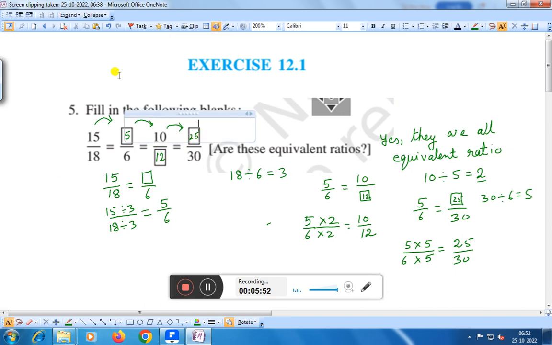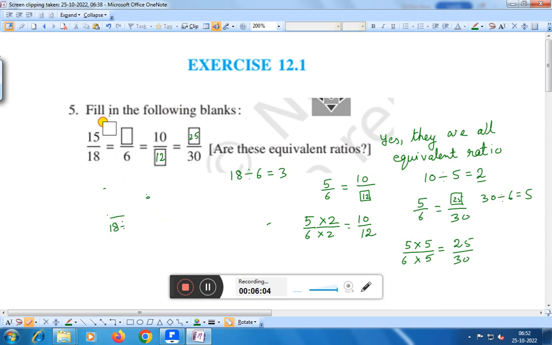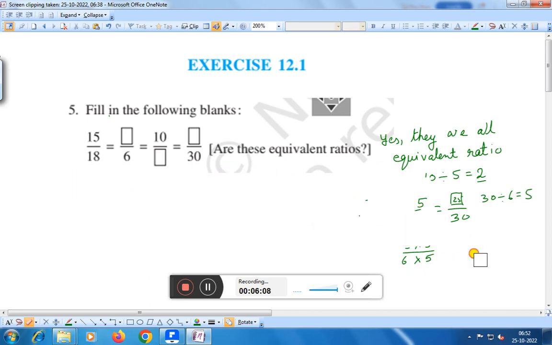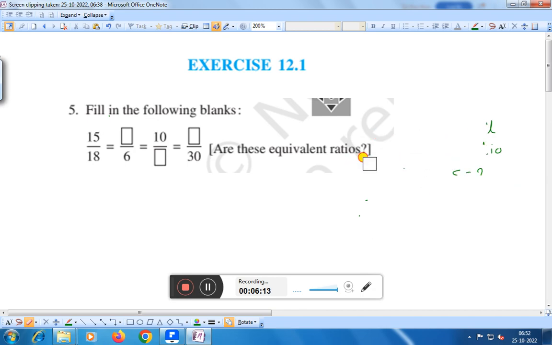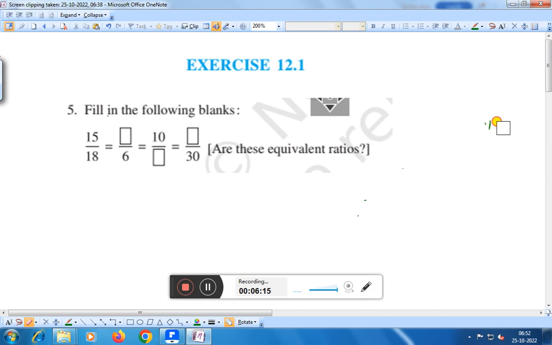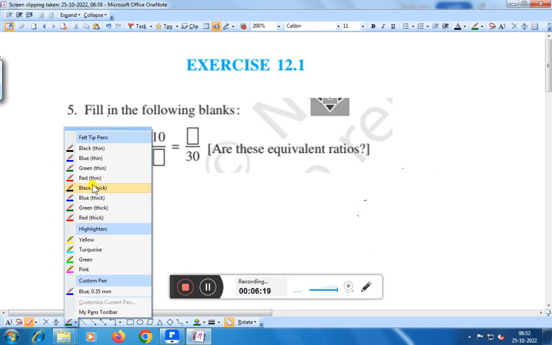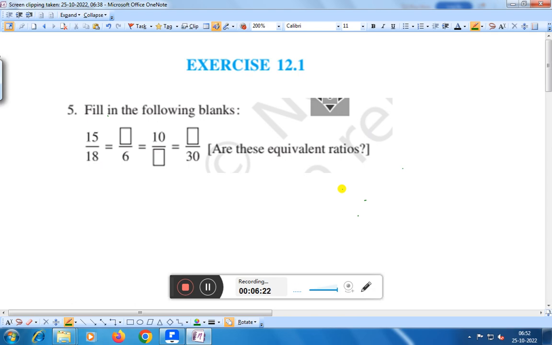Now there is another method to find this one. Let us take another method. Now we will use another method to find the values here.